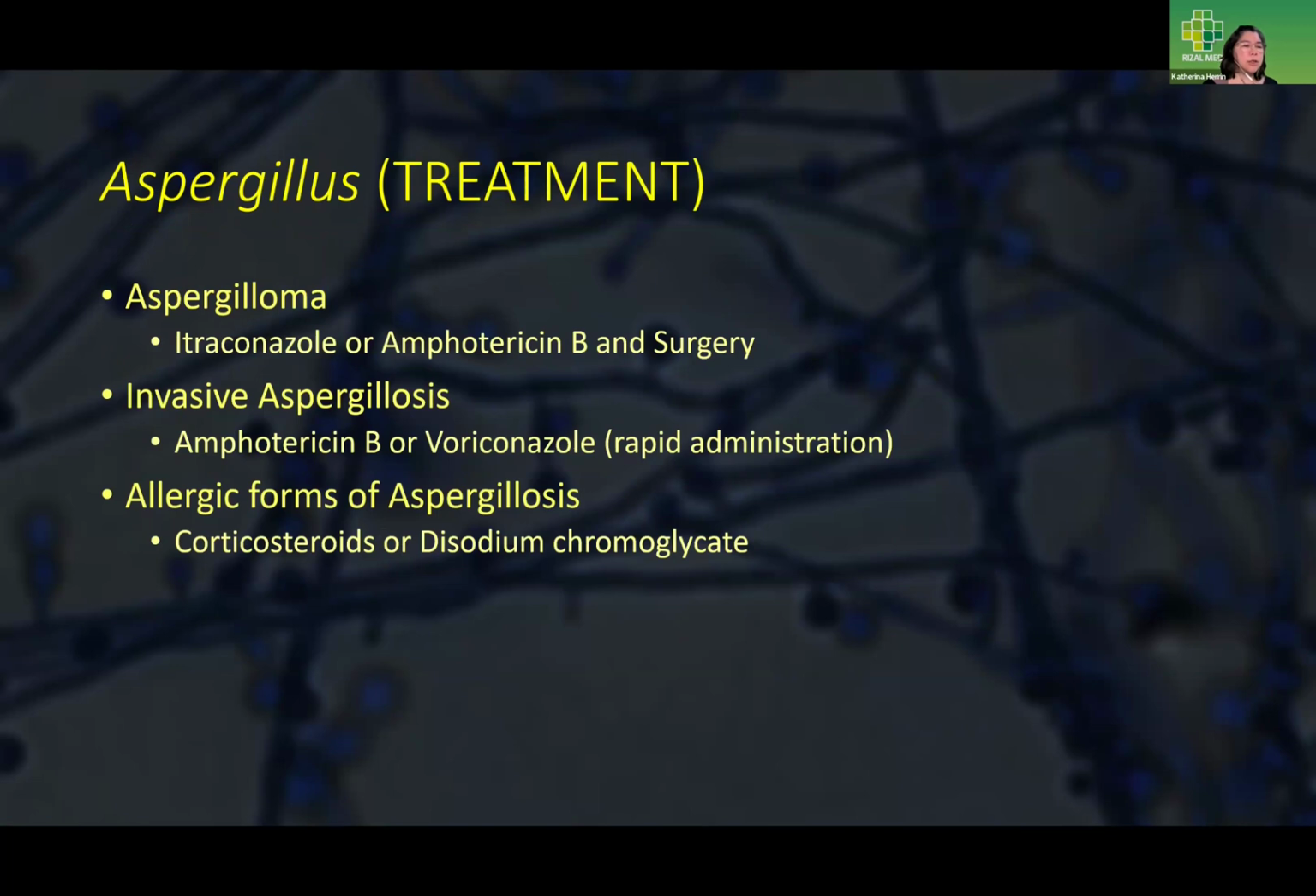Aspergilloma is treated with itraconazole or amphotericin B and surgery. Invasive aspergillosis requires rapid administration of either the native or lipid formulation of amphotericin B or voriconazole, often supplemented by cytokine immunotherapy. Allergic forms of aspergillosis are treated with corticosteroids or disodium cromoglycate.